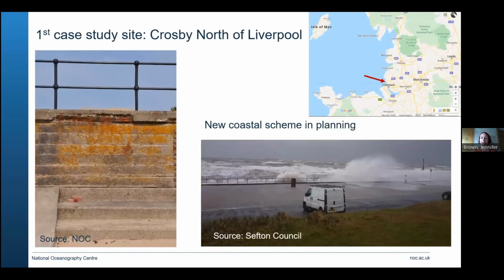So this is our case study site just north of Liverpool. We can see that the concrete in this area on the seawall is degrading. So any of the data we collected will be used to help refurbish this scheme or advise on the conditions that impact this location if a new scheme is built in the future.